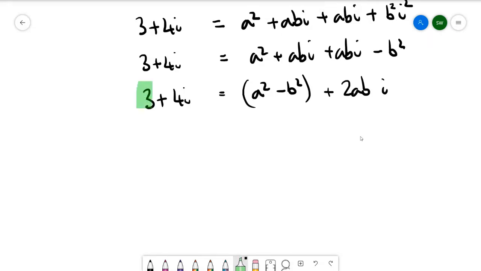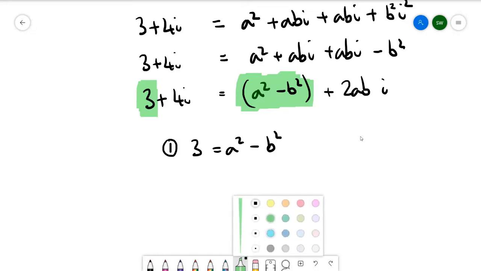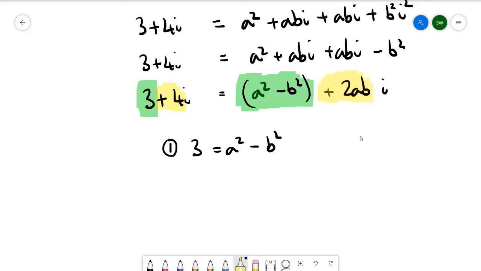So next we can compare real parts. The real part on the left hand side is 3, and the real part on the right hand side is a squared minus b squared. So from that we know that 3 is equal to a squared minus b squared. And we could also compare the imaginary part. On the left hand side, 4 is the coefficient of i, the imaginary part, and on the right hand side the coefficient of i is 2ab. So we could write a second equation. We know that 4 is equal to 2ab.